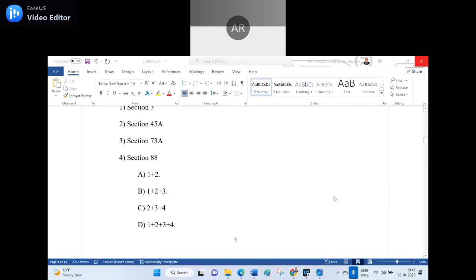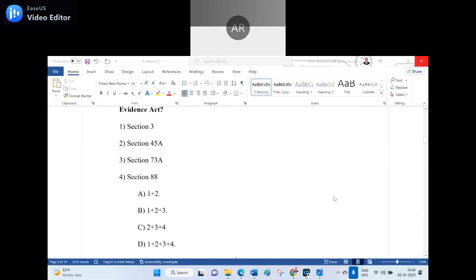Options. A, 1 plus 2, B, 1 plus 2 plus 3, C, 1 plus 2 plus 3 plus 4, D, 1 plus 2 plus 3 plus 4. Now you shoot. C is the correct answer, sir. 2 plus 3 plus 4. Repeat. 2 plus 3 plus 4 is the right answer.